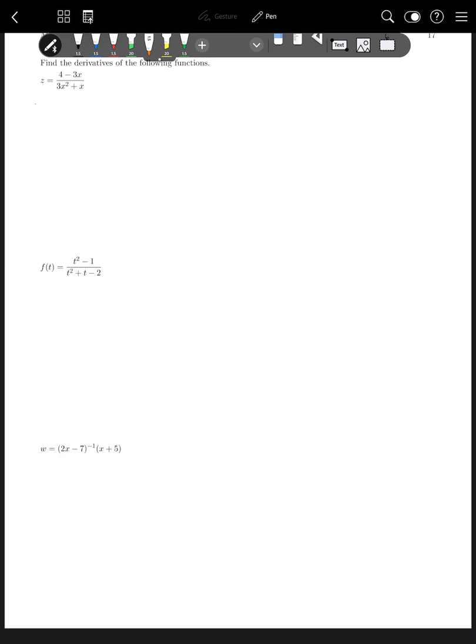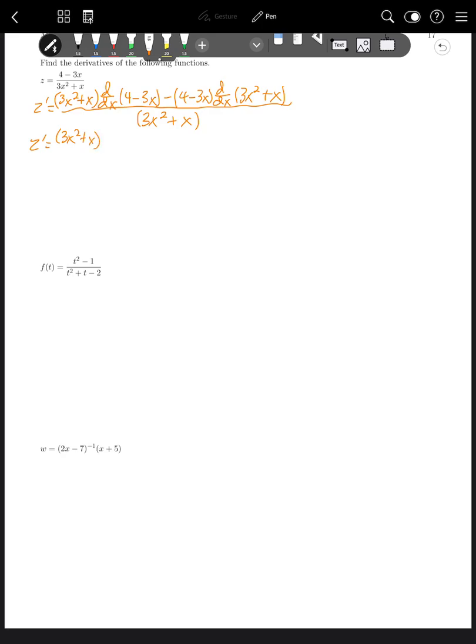So the first one, so z prime. So it's the bottom times the derivative of the top minus the top times the derivative of the bottom. So notice all I'm doing in this first step, which is what we did on the last page, is writing out the rule. So before I even try to do anything, I just write out the rule. I just substitute into the formula. And now we can simplify. We can do these derivatives.